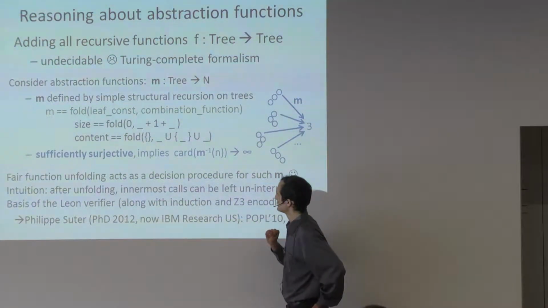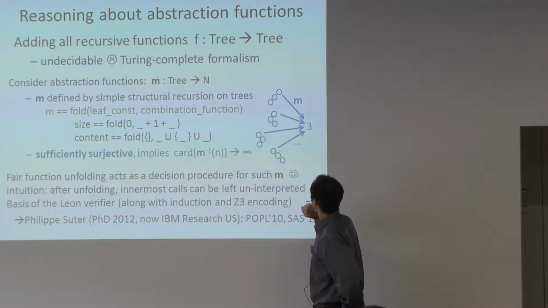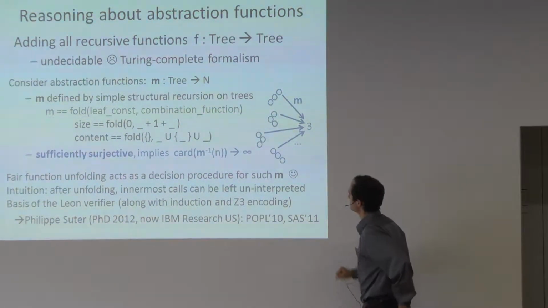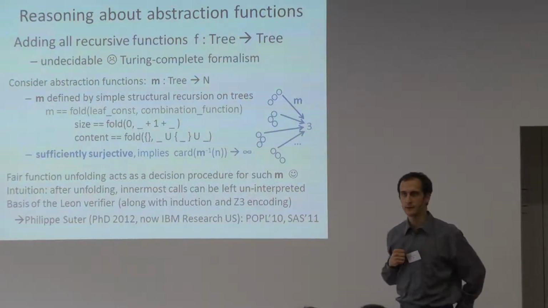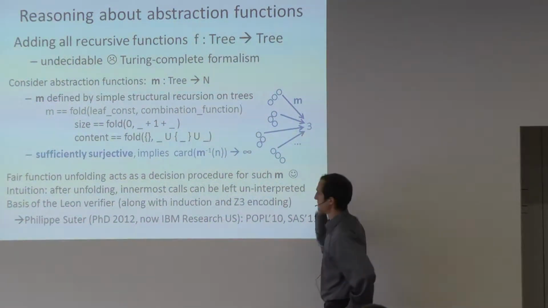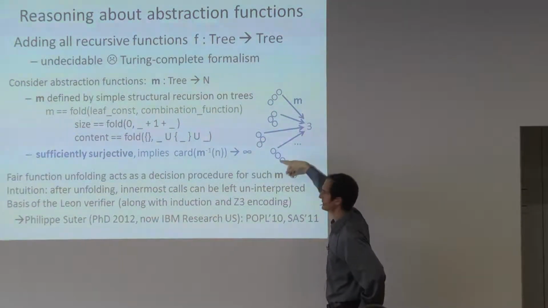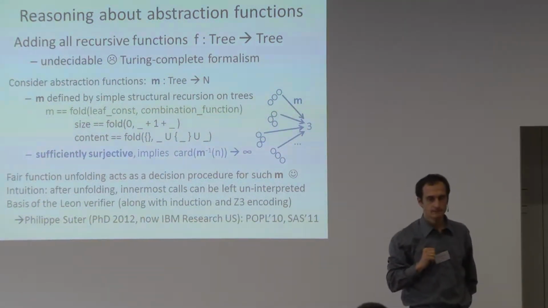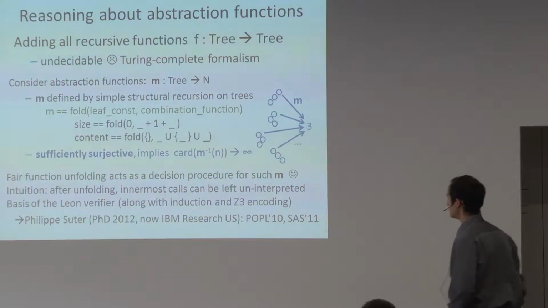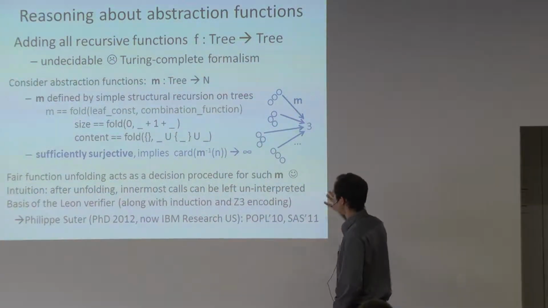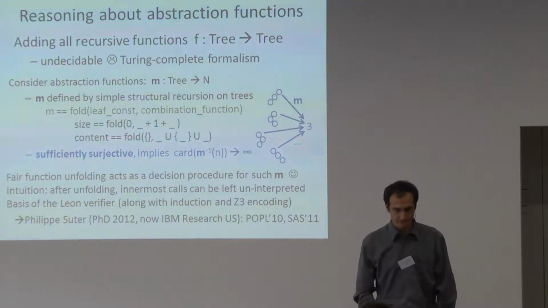So we call this condition sufficient surjectivity. It basically means that if you take the inverse image of an element in the result, then you will get a large number of elements. So there are many different trees that have the same size, and there are many different trees that have the same set of elements. For those kinds of functions, we have a constraint solving procedure that I'll elaborate a little bit, and that actually turns out to be a decision procedure.